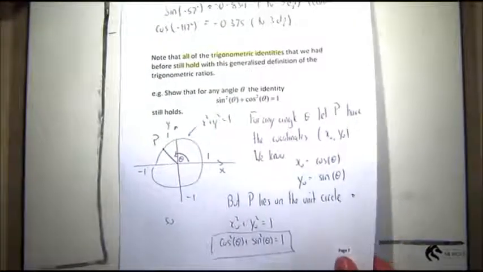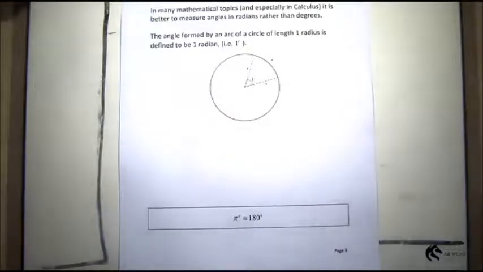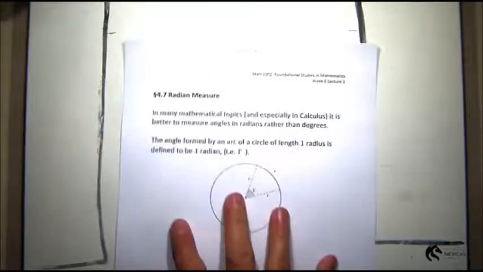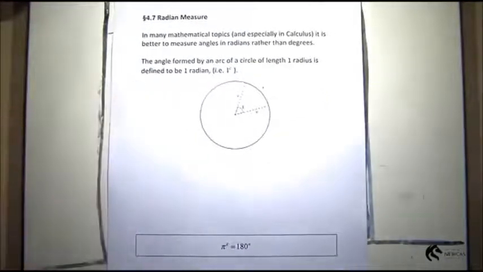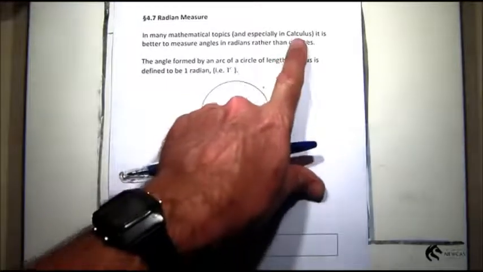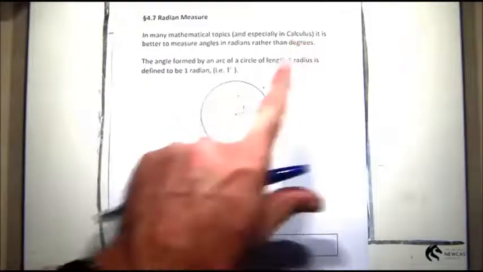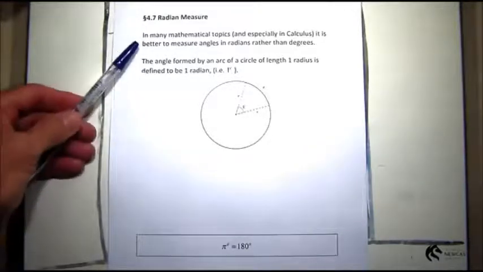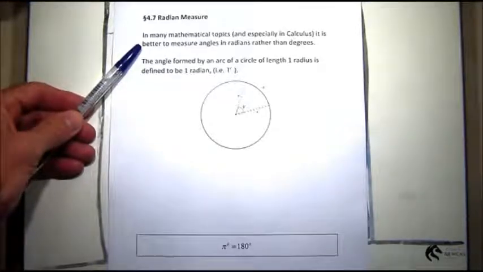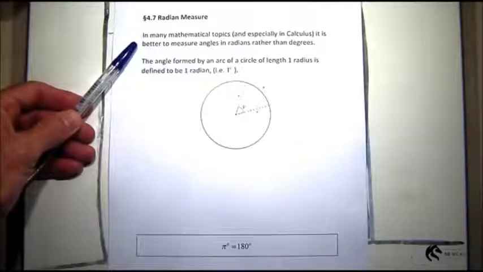What I need to do to finish off today is to talk about measuring angles in a slightly different way. So let me come down here. I want to talk about radian measure of angles. In many mathematical topics, and especially in calculus, we're better off measuring our angles in radians rather than degrees. All of the formulas that we have in calculus are true only if the angle is measured in radians. So therefore we better get our head around radians.